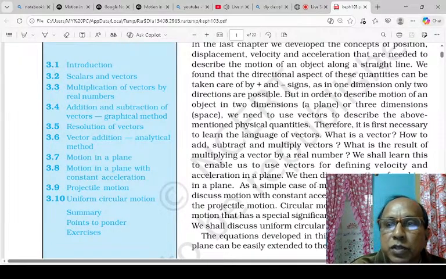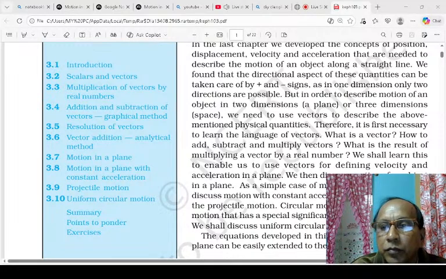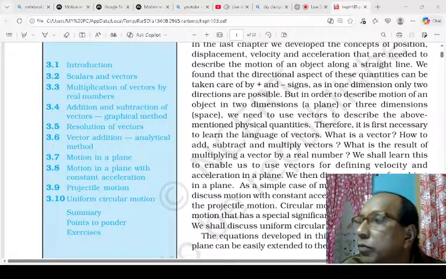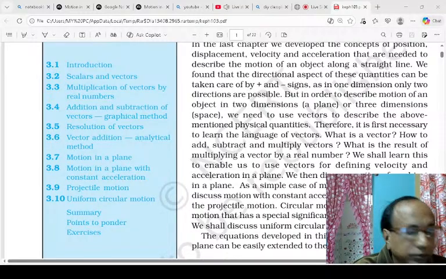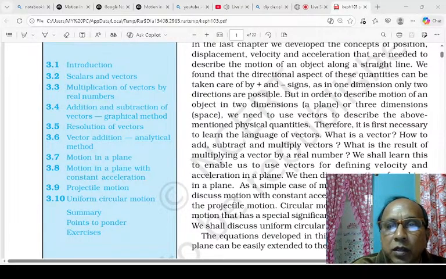We then discuss motion of an object in a plane as a simple case of motion in a plane. We shall discuss motion with constant acceleration.